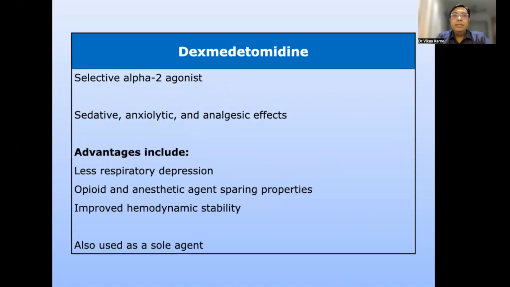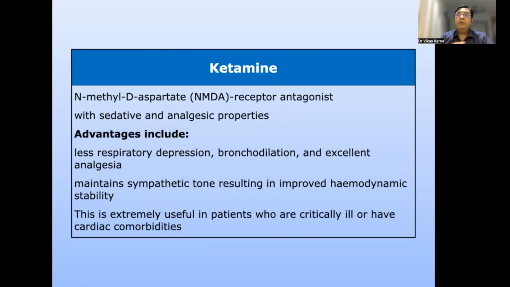Coming to dexmedetomidine, which is a selective alpha-2 agonist, it is a sedative, anxiolytic, and analgesic agent. It causes less respiratory depression. It has opioid and anesthetic agent sparing properties and improved hemodynamic stability. It can also be used as a sole agent, especially for sedation or moderate sedation, and can also be used as a sole agent for awake craniotomy.